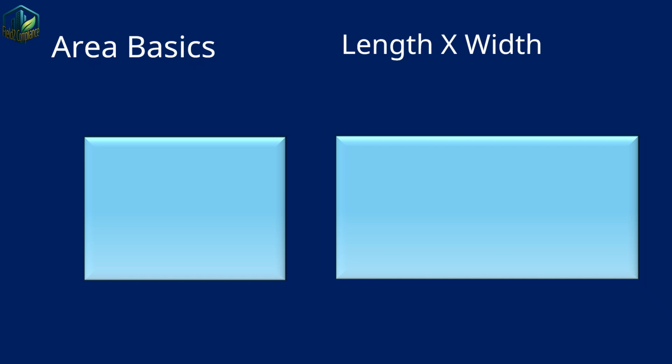Area measures how much space a shape covers. For rectangles, it's length times width. Let's start with a square. A square is just a special rectangle where all the sides are equal. If each side is 4 units, then the area is 4 times 4, or 16 square units.